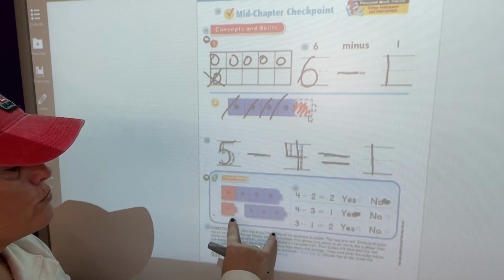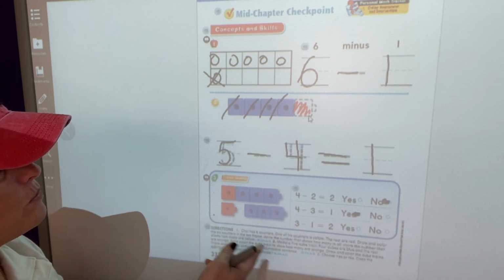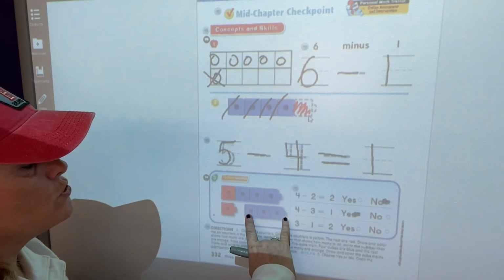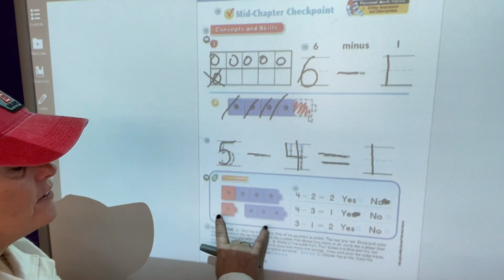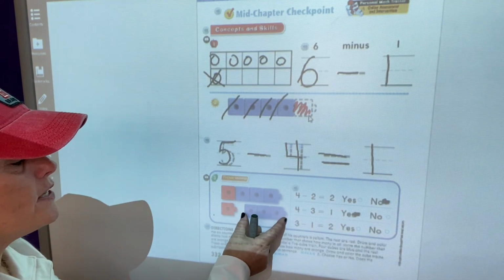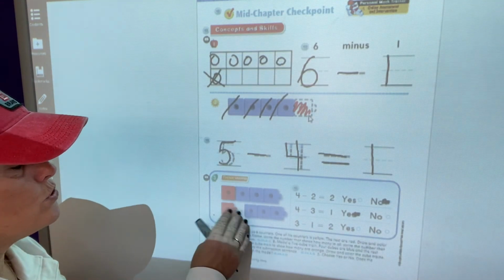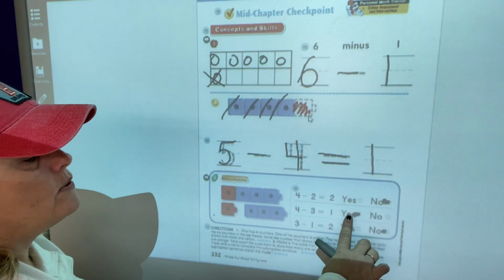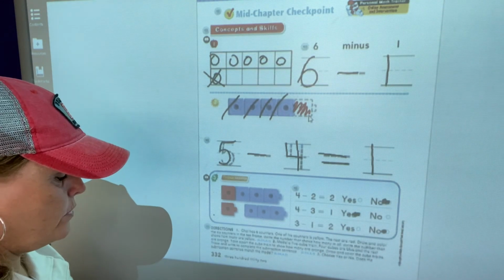Does it show 3 take away 1 equals 2? No. Even though there's 3 and there's 1, there's no 2. It's not showing 3 take away 1 equals 2. So the answer to this one would be no. So it should be no, and then yes, and then no.